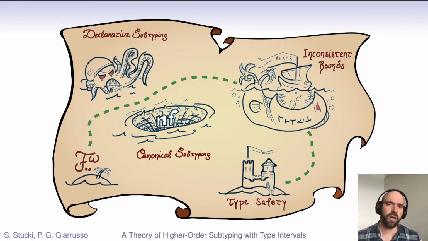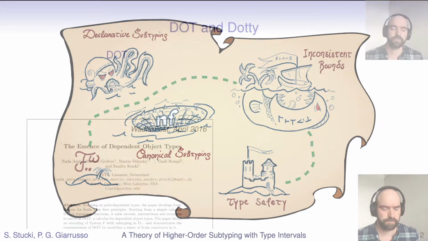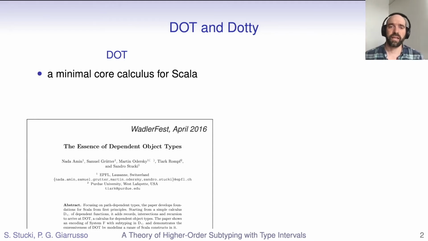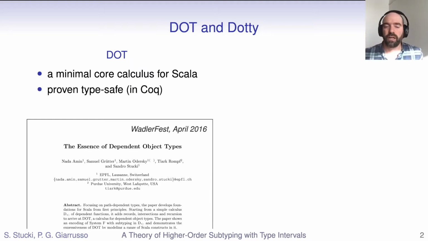So you may wonder, why should I care about higher-order subtyping with type intervals in the first place? To answer that, we'll have to go back a few years, to 2016. For the better part of 2 decades, Martin Odersky and his team had been working on solid theoretical foundations for the Scala language. And they were about to make a breakthrough with the dot calculus, a minimal core calculus for Scala's type system. Dot had already been in the making for a few years. But it wasn't until the end of 2015 that the proof of type safety really came together.